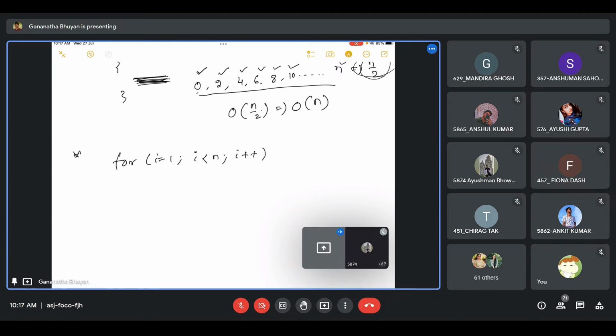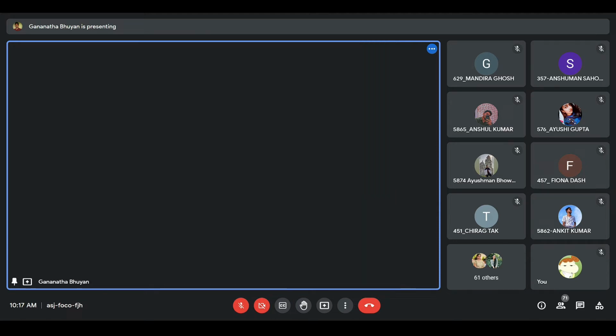i plus plus, for j equal to 0, j less than i, j plus plus. Inside this print something.